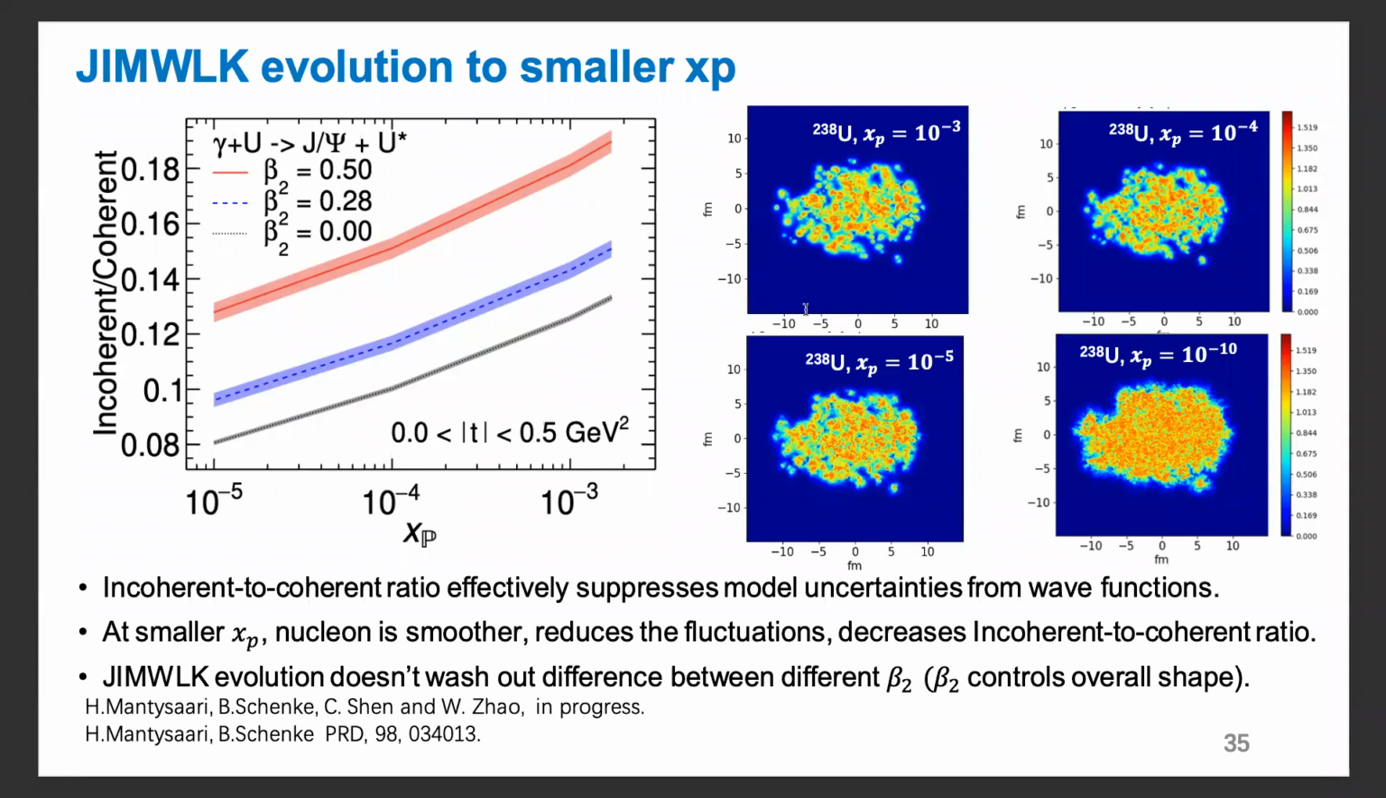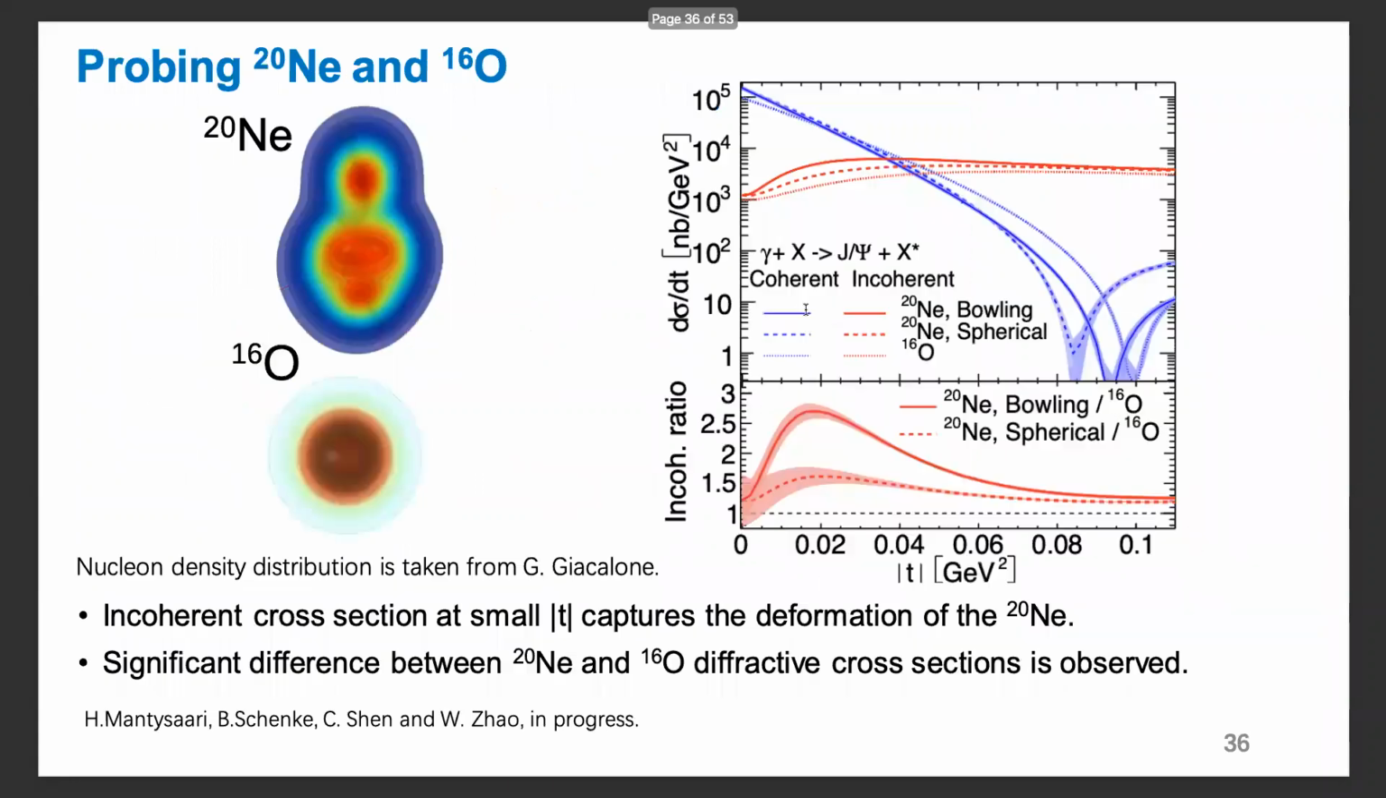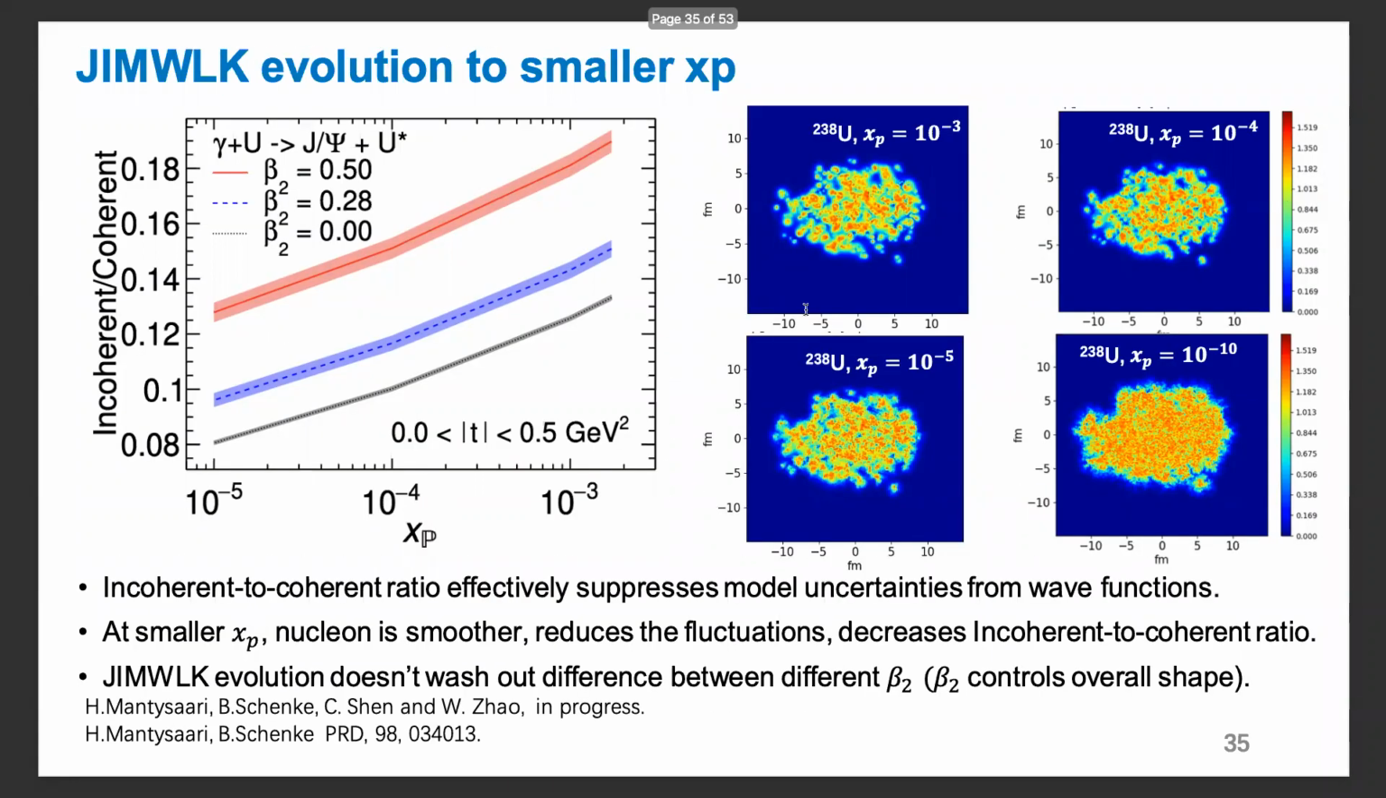For example, these are nuclear configurations of uranium with the same initial state, and we run JIMWLK evolution from 10 to the minus 3, 10 to the minus 4, 10 to the minus 5, and even 10 to the minus 10. You can see the gluon density increase as we go to a smaller x, since you probe the nucleus at a much smaller scale, so you can see more gluons. But the overall geometry shape is not changed. That's what JIMWLK evolution tells you.